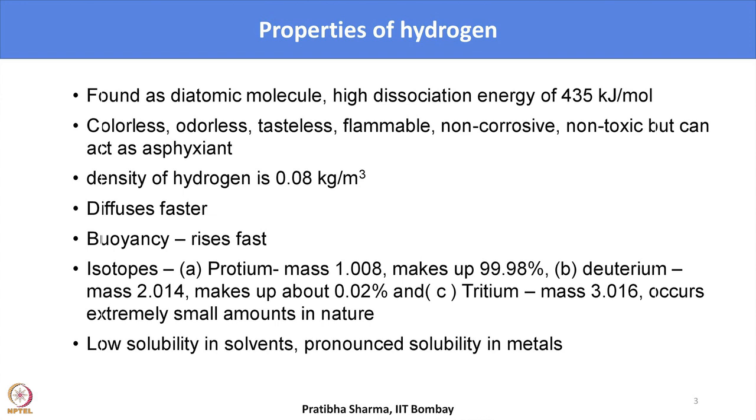Hydrogen exists in three different isotopic forms: protium, wherein there is one proton and the mass is 1.008, and its relative abundance is high, 99.98%. Deuterium has a mass of 2.014 and an abundance of 0.02%. Tritium has a mass of 3.016 but occurs in extremely small, negligible amounts, and can be produced during nuclear reactions. Hydrogen has a very low solubility in solvents, but a very high solubility in metals.